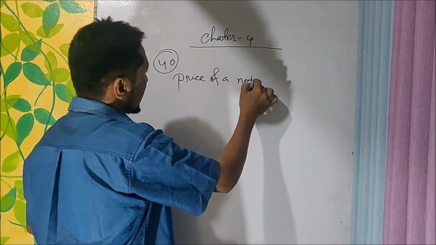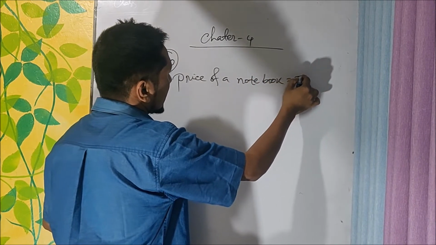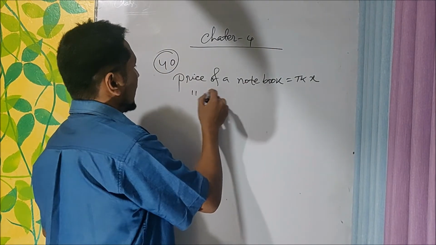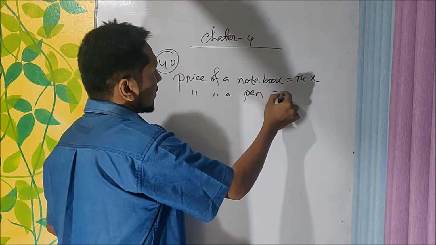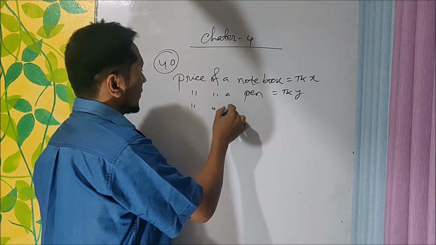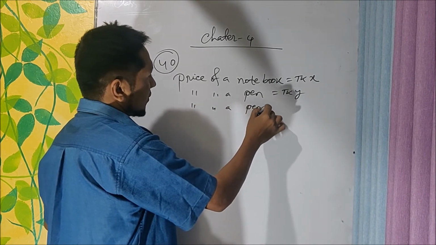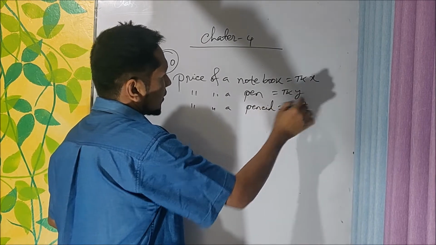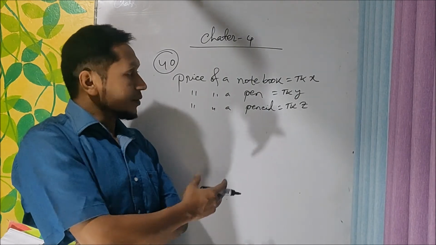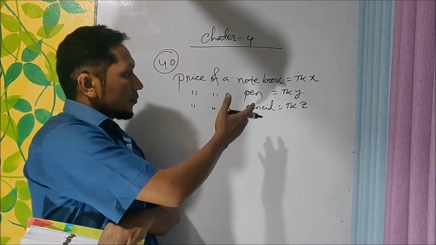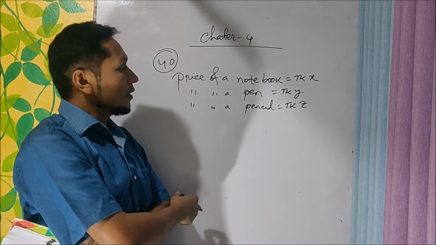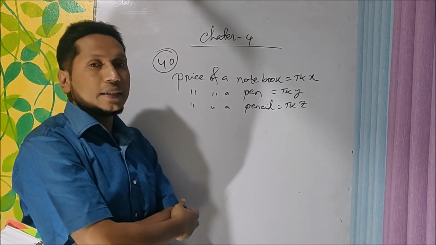Price of a notebook is taka x. The price of a pen is taka y, and the price of a pencil is taka z. You know, in algebra different variables are used to specify different types of calculation. Here the prices of notebook, pen and pencil are denoted as x, y and z respectively.